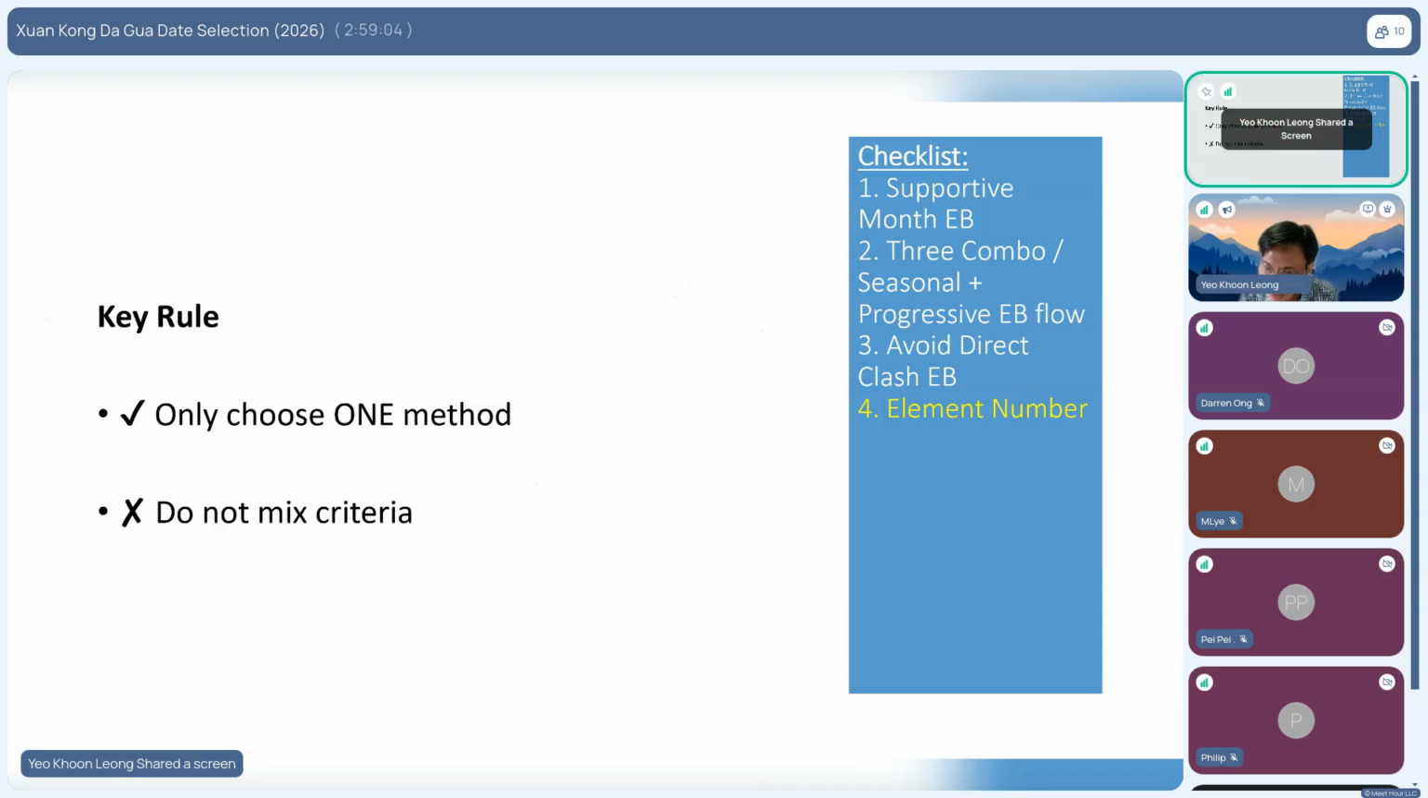Andrew is asking about combination of 10 with neighboring pillars. Combination of 10 does not need neighboring pillars, but it will become neighboring pillars after all. Hear me out and listen to this key rule first, and then the question that Andrew asked will be resolved by itself. First of all, the key rule: choose only one method. Do not mix the criteria.